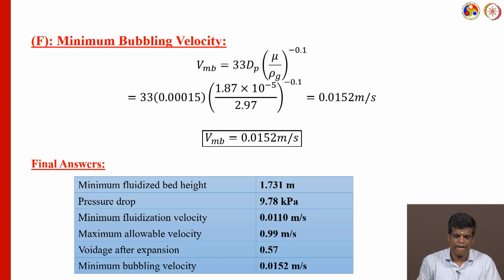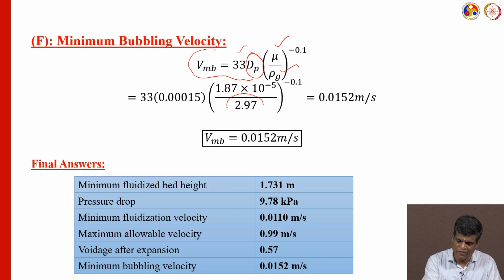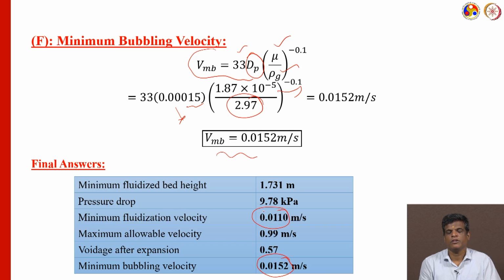So once porosity is done, we know the minimum bubbling velocity: dp is the diameter of the particle, mu is the viscosity, and rho g is the gas density. The gas density is already given in the problem, the viscosity is also already there, and the diameter of the particle is in meters. We calculate this, and finally we got the minimum bubbling velocity. You can see here the minimum bubbling velocity is always higher than the minimum fluidization velocity. It cannot be less than the minimum fluidization velocity, that is sure.